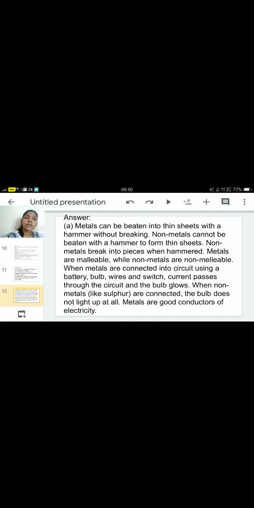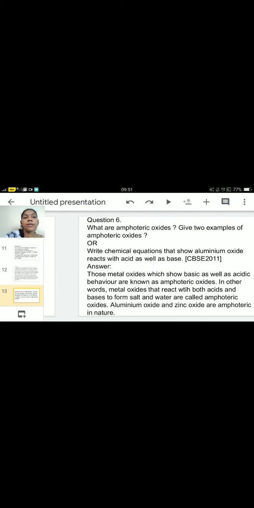Metals are connected into a circuit using a battery, bulb, wire, switch. Current passes through the circuit and the bulb will glow. When non-metals like sulfur are connected, the bulb does not light up at all. Metals are good conductors of electricity. So here you have to mention the difference between the properties of metals and non-metals. Second, because of malleability, metals can be cast into sheets. Metals are good conductors of electricity, so this can be used for electrical cables.